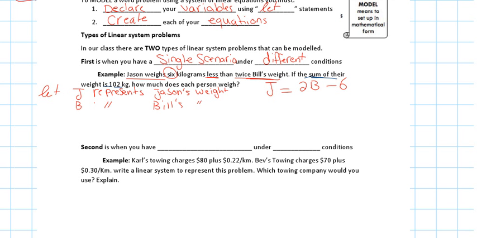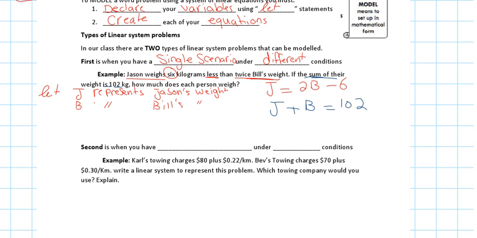What's Jason's weight? J. What's Bill's weight? B. If I add these two together, what do I come up with? Add J and B. What do you get? J plus B. Right? That means sum of their weight. The sum of J plus the sum of B. Do you guys understand that? What is it equal to? 102. Is means equal to 102.